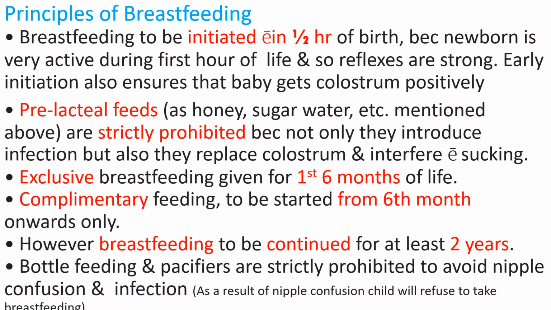Exclusive breastfeeding for the first 6 months of life. Complementary feeding to be started from 6 months onwards only. However, breastfeeding to be continued for at least 2 years. Bottle feeding and pacifiers are strictly prohibited to avoid nipple confusion and infection.